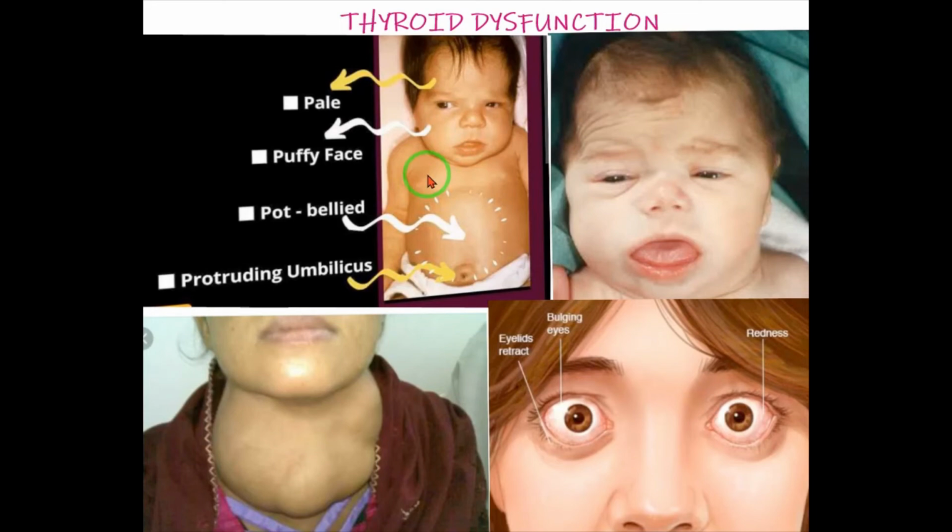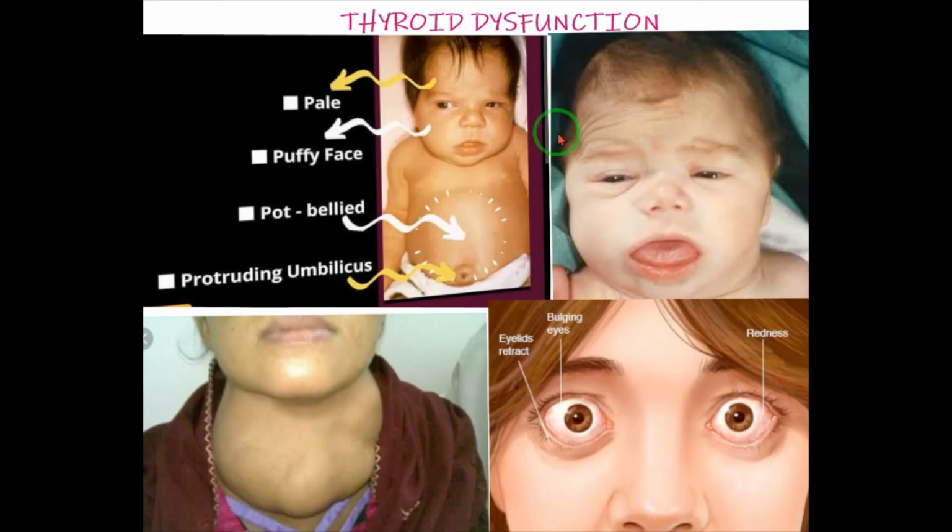Proper growth is not there, and there is mental defect. Mentally they are retarded, with lack of skeletal development and deformed bones. The bones are not developed properly. So this condition is known as cretinism, and these children or babies are called cretins.